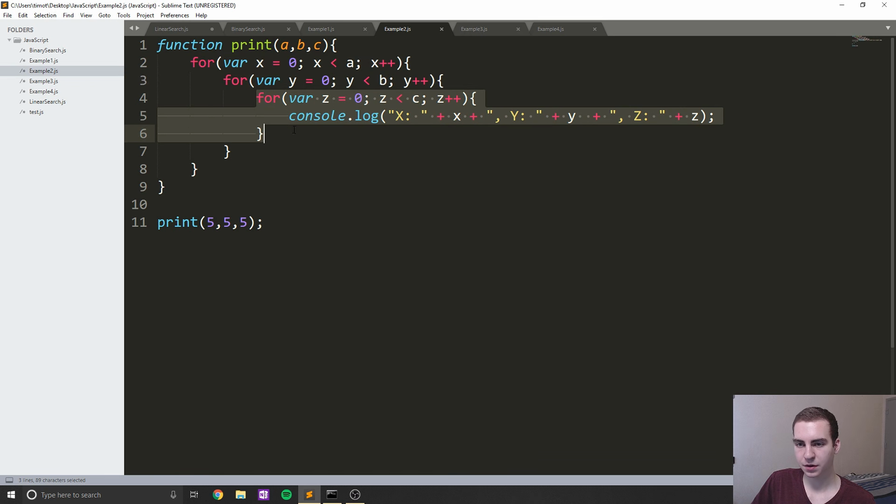Now, what about this third one? There's another for loop inside of another for loop. So this runs c times. So every time b runs, this runs c times. And every time a runs, this runs b times.